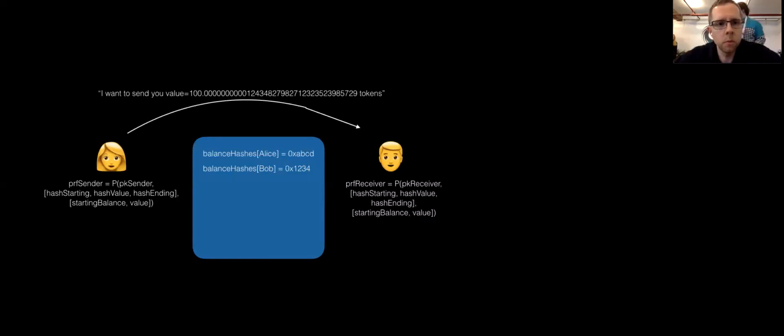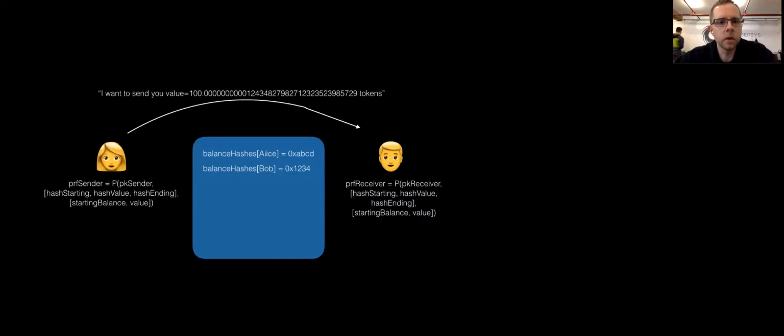So what they do, both of them, is create a proof each. Alice first uses the sender proving key. She uses her starting hash, that's this 0xABCD there. She uses the hash of the value, the 100 tokens, and then the ending hash, which is her starting balance minus the value.